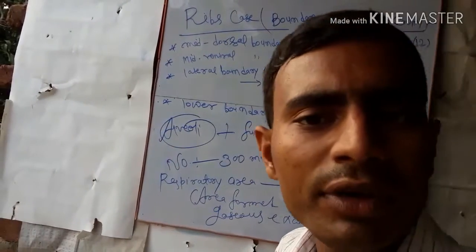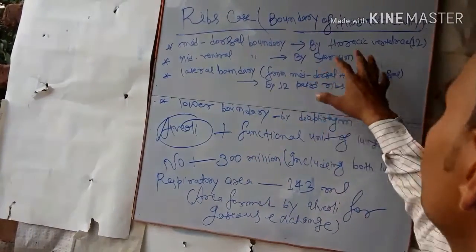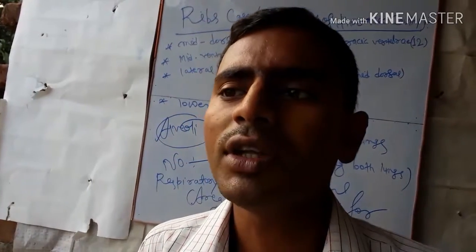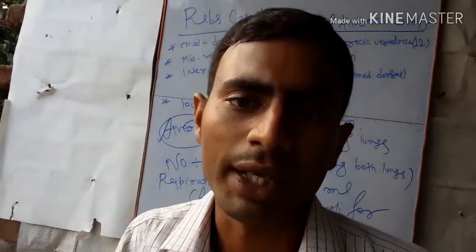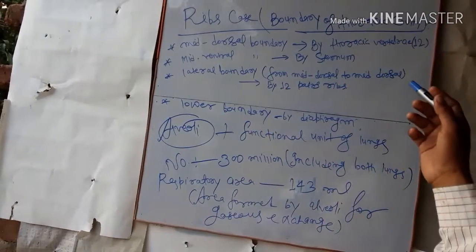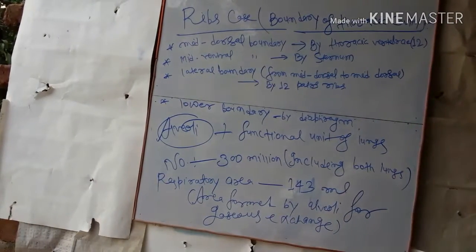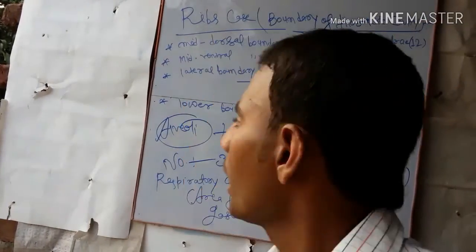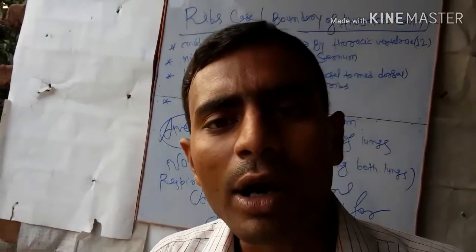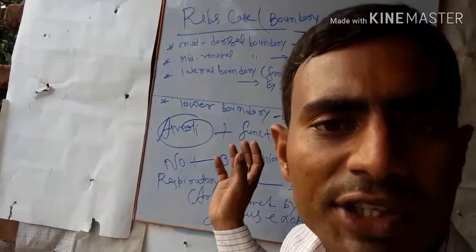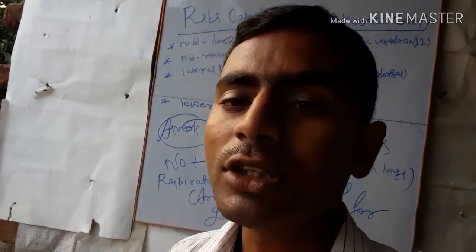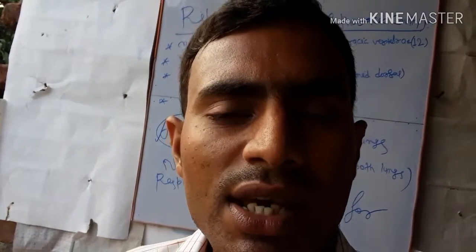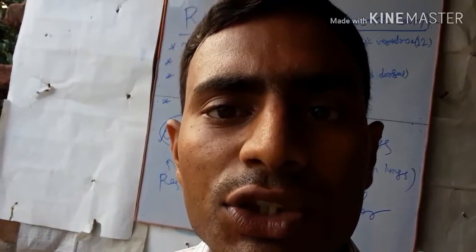The mid dorsal boundary is formed by the thoracic vertebrae. The number of thoracic vertebrae is 12. And the mid ventral boundary is formed by the sternum, and the sternum is the chest bone.